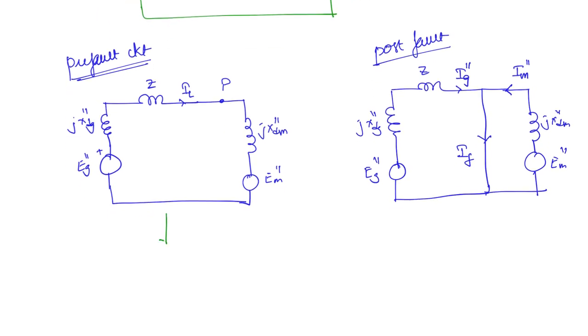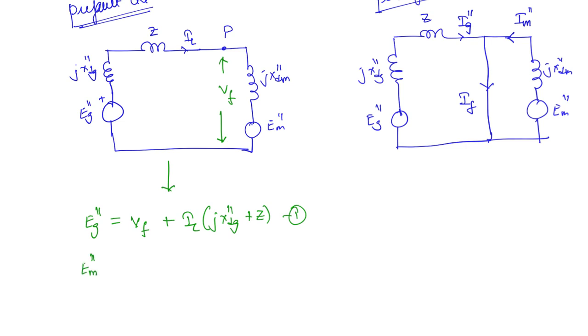So from here we can write the equation. This voltage we will take as VF. Now EG double dash you can write as the drop across this and this reactance plus VF. So EG double dash is equal to VF plus IL into (jXDG double dash plus Z). This is one equation, and the second equation is the internal subtransient voltage of the motor. So this is equal to VF minus jXDM double dash IL. This is the second equation. So what we did is we have expressed the subtransient internal voltages in terms of VF and IL. Now similarly you can write the equations for the post-fault circuit.